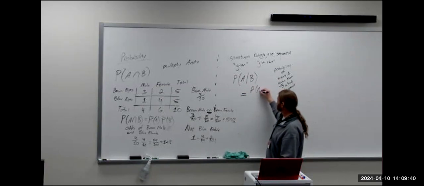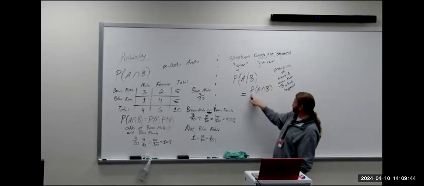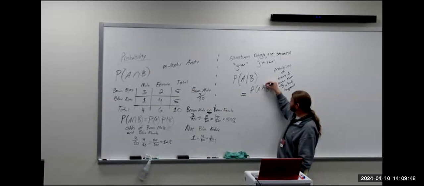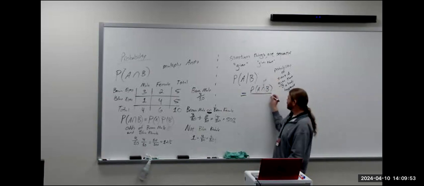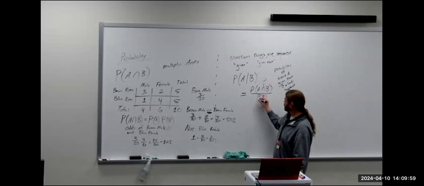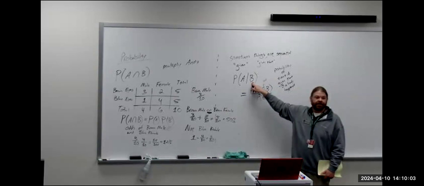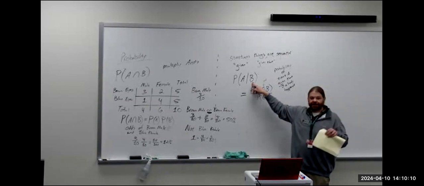So the formula for it is the probability of A intersecting B, divided by the probability of B. Logically, B already happened. It's in the past, so it's certainty. We already know that happened. Right?